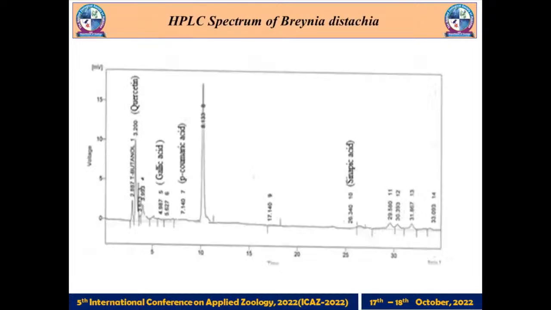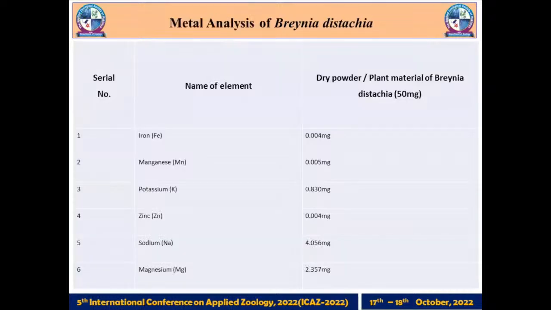Here is the HPLC spectrum. The HPLC spectrum shows that quercetin, gallic acid, paracoumaric acid, and sinapic acid are present in Brinia distachia. Metal analysis of Brinia distachia was also performed. It shows that many metals such as iron, manganese, potassium, zinc, sodium, and magnesium are also present in the extract of Brinia distachia.